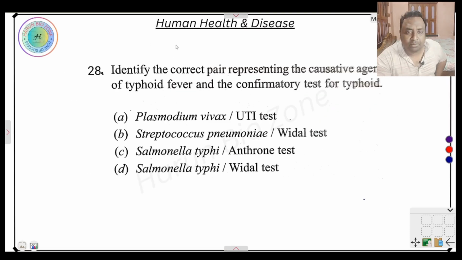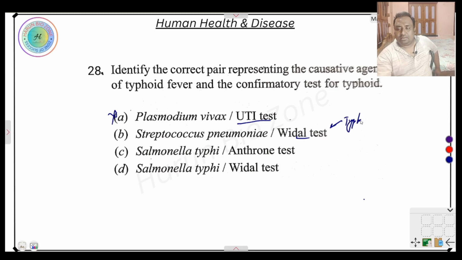Next question is identify the correct pair representing the causative agent of typhoid fever and the confirmatory test for typhoid. Plasmodium vivax means malarial disease. UTI, urinary tract infection test. UTI test is only urinary tract infection test. This is not the answer. Streptococcus pneumoniae, the Widal test. The Widal test is for typhoid.